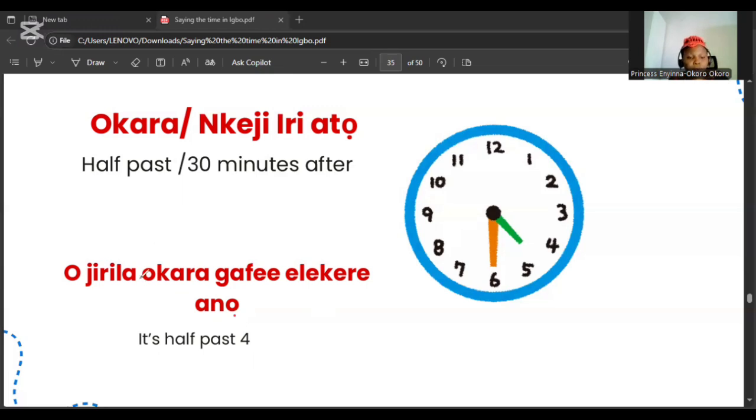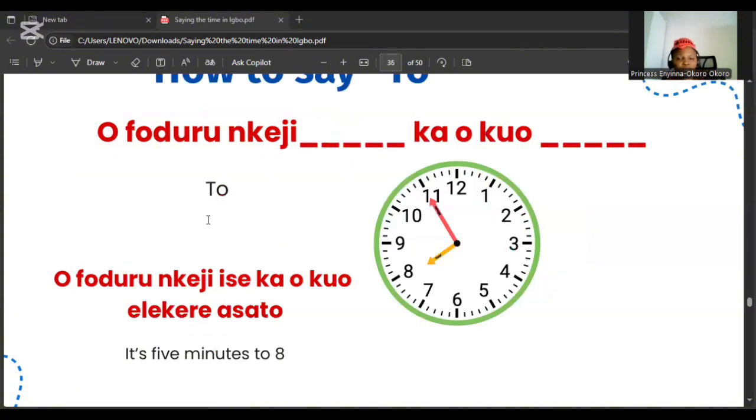If I don't want to use okara, what do I say? I take away okara and I replace it with nkeji iriato. So I can either say ojirila nkeji iriato gafe elekere ano, or I can say ojirila okara gafe elekere ano. Do you understand? I believe you do. Clap for yourself. Well done.